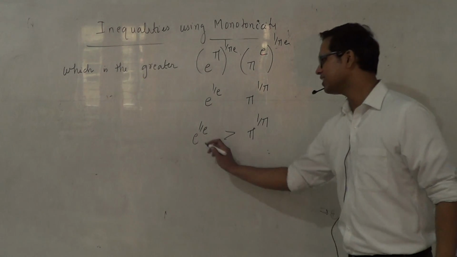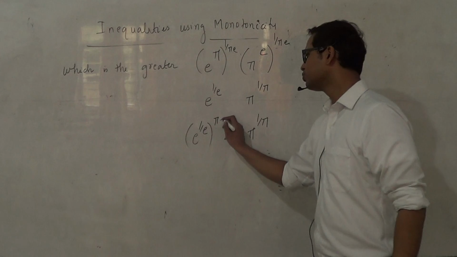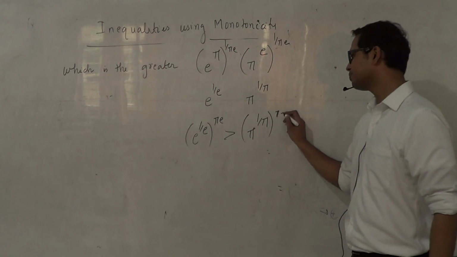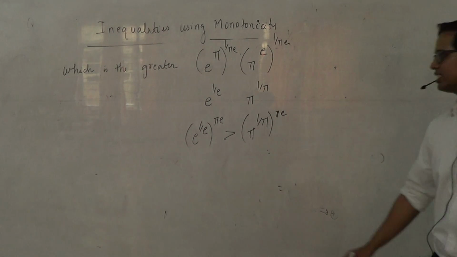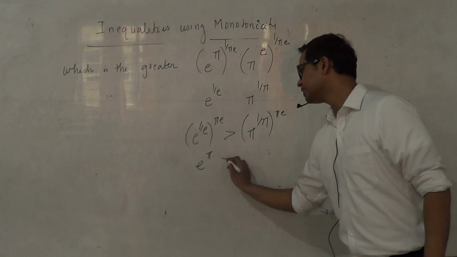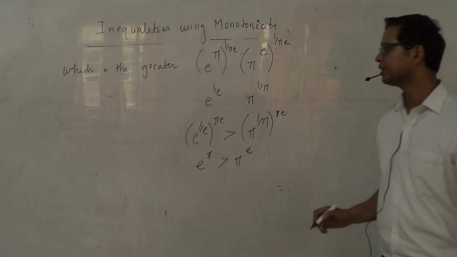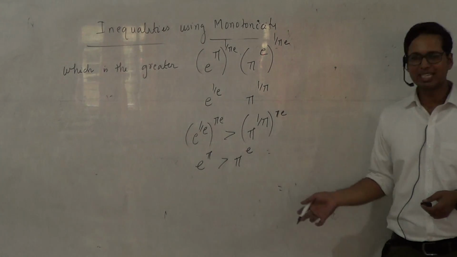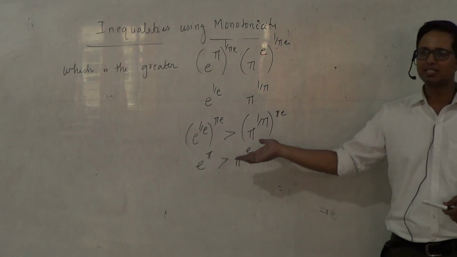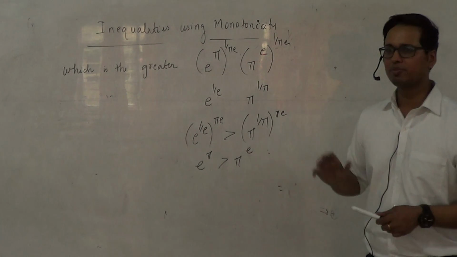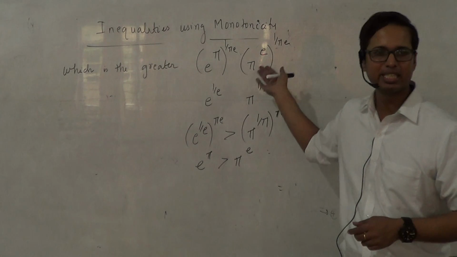So in this case, if I take the power of pi on both sides, e to the power pi would be greater than pi to the power e. I'm not doing the entire thing once again because I've already taken the function x to the power 1 by x and showed you when it is increasing and when it is decreasing.